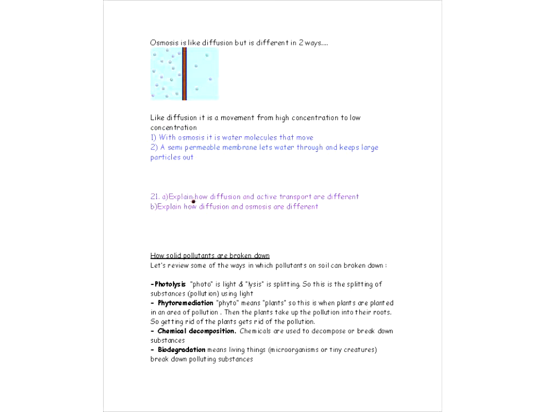Okay, so the question here says, explain how diffusion and active transport are different. Well, they're different in two ways. First of all, diffusion is going from an area of high concentration to an area of low concentration. Active transport is going from a low concentration to a high one. And again, diffusion happens automatically because all those particles close together just bump into each other and spread out. Whereas active transport does not happen automatically. It requires the addition of energy.